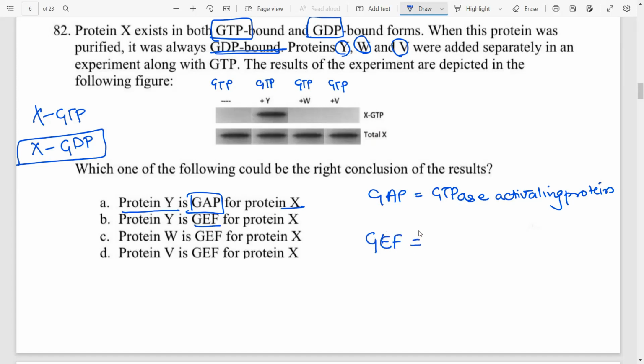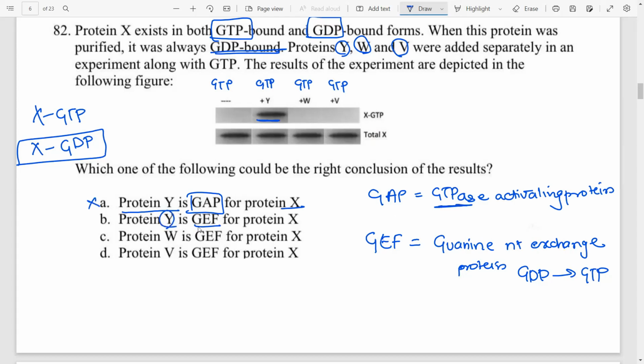Then you have GEF, which is guanine nucleotide exchange factor. This guy exchanges GDP for GTP. This usually is done by the RAN proteins, that is RAN GDP, RAN GAP and RAN GEF. These are used in G protein coupled signaling pathways. Okay, so now protein A is GAP, they are saying. But if it was GAP, then you would not be getting a band of GTP, because this breaks down GTP. So then protein A is not your answer.